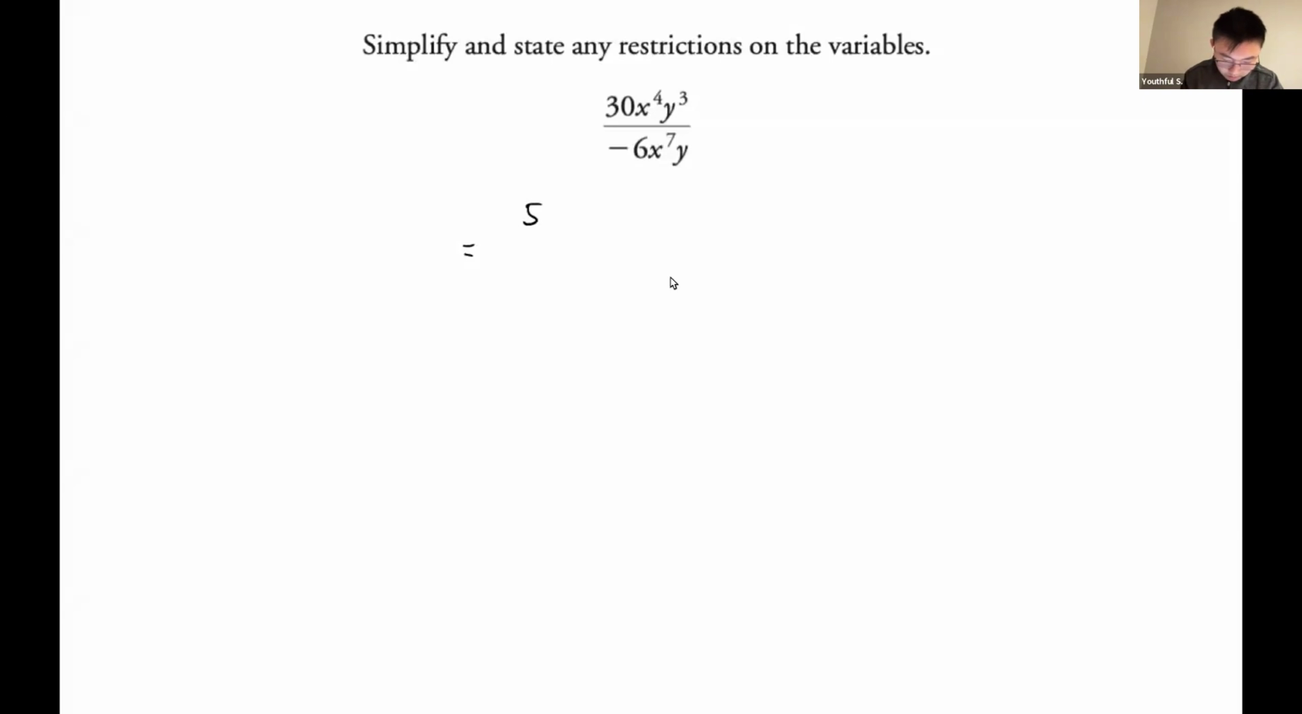I guess we'll just say, yeah, 5, -5. Then x to the 4, x to the 7, we have x to the 3 on the bottom. And then y to the 3 over y, that's going to be y to the 2 at the top. So that's going to be the simplified form.